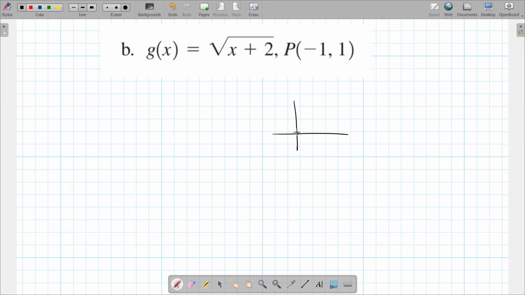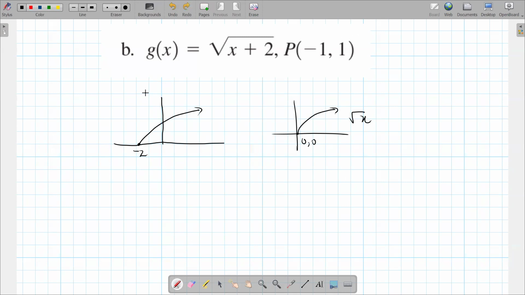Square root of x looks like this. This is square root of x by itself. The +2 moves it 2 units to the right. Sorry, to the left. So square root of x plus 2 would look like this. It just moves 2 units to the left, okay? Here it started off at 0, 0. Here it starts off at -2, 0. So there you go. That's a sketch of that.